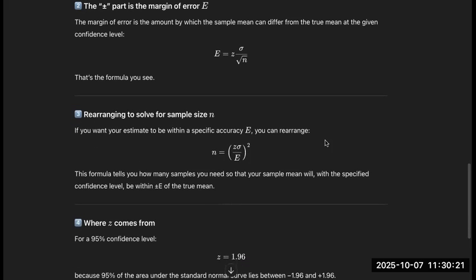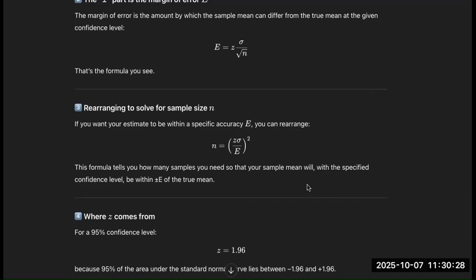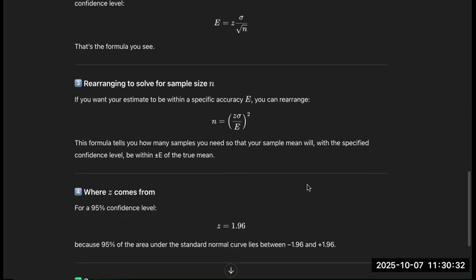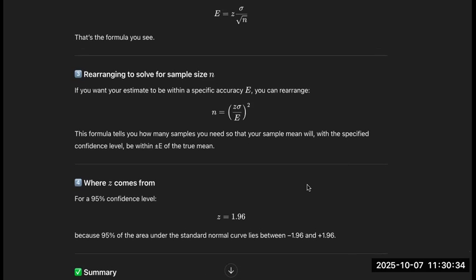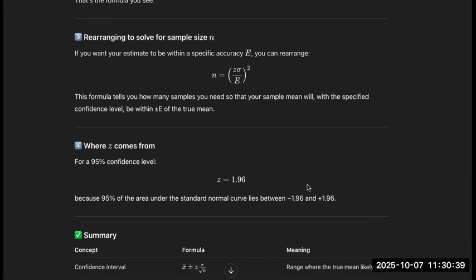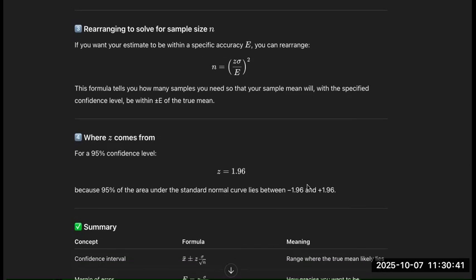And we can rearrange to solve for the sample size n. If you want your estimate to be within a specific accuracy E, you can rearrange to solve for n. And this formula tells you how many samples you need so that your sample mean will, with the specified confidence interval, be within plus or minus E of the true mean.